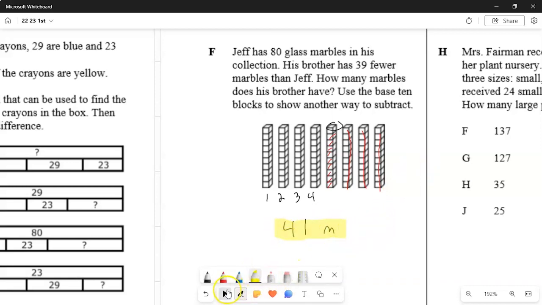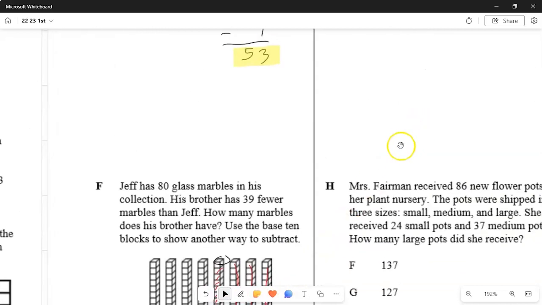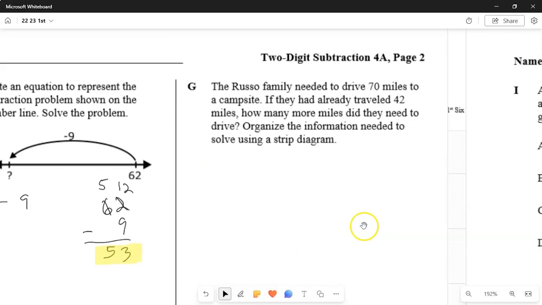Okay, we'll go ahead and look at our next problem. Okay, and it says, the Rizzo family needs to drive 70 miles to a campsite. If they had already driven 42 miles, how many more miles do they need to drive? Organize information needed to solve the problem using a strip diagram.